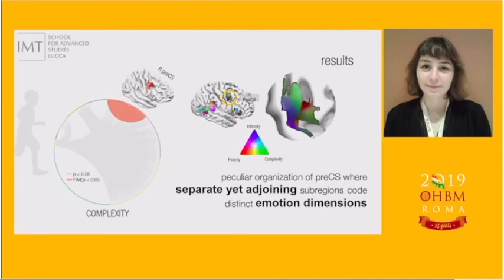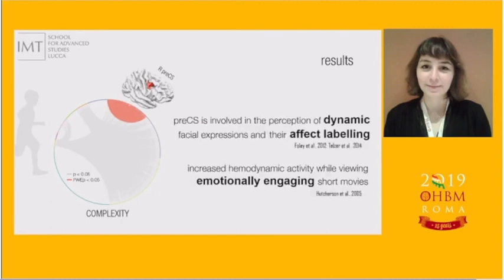And also, when we looked at the relative contribution of each emotion dimension to the BOLD signal, we found a peculiar organization of the precentral sulcus where we have separate yet adjoining subregions coding for distinct emotion dimensions. So we have a posterior part related to intensity, a central one to complexity, and an anterior one to polarity. Furthermore, the precentral sulcus seems to be involved in the perception of dynamic facial expressions and also when watching emotionally charged movies. So it seems this region has a central role in this regard.